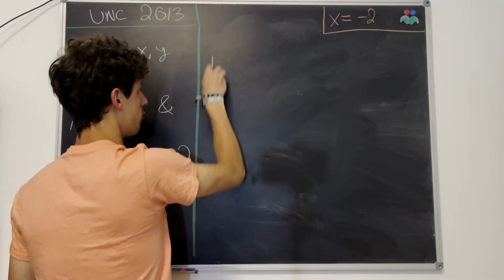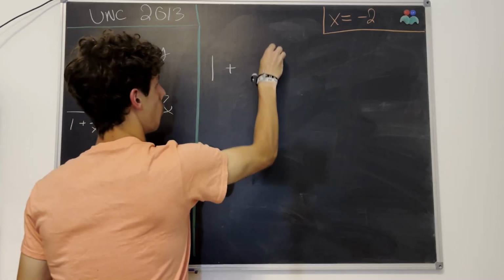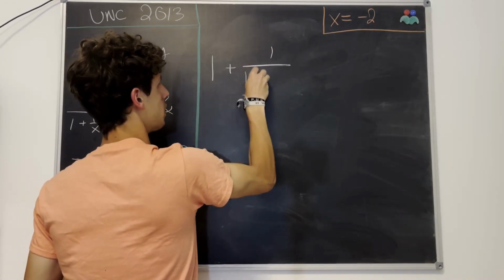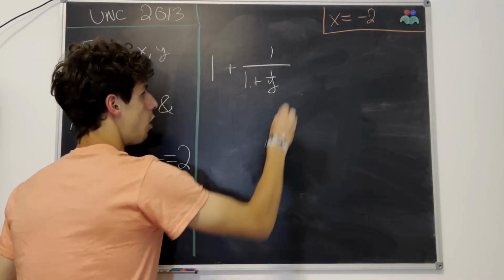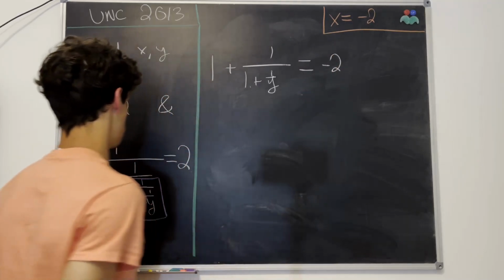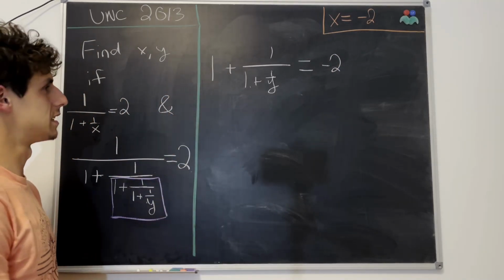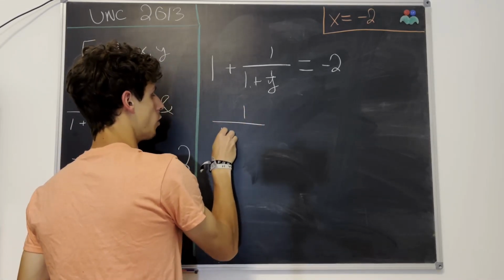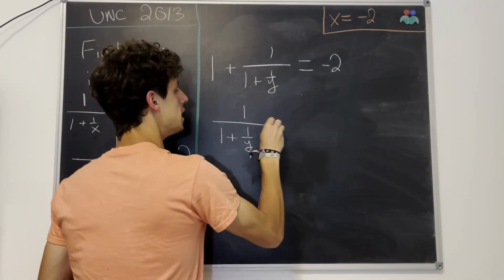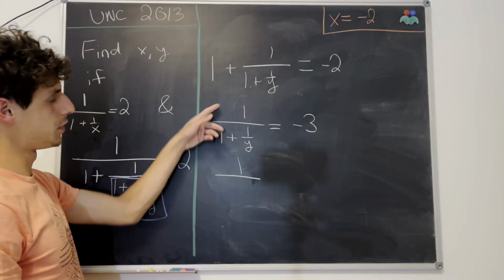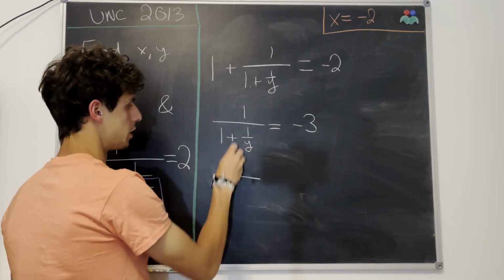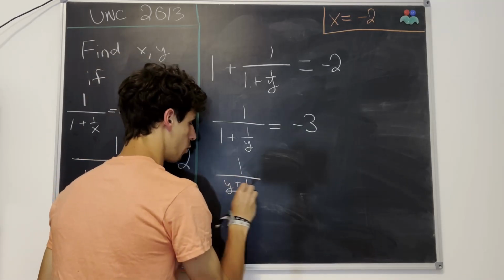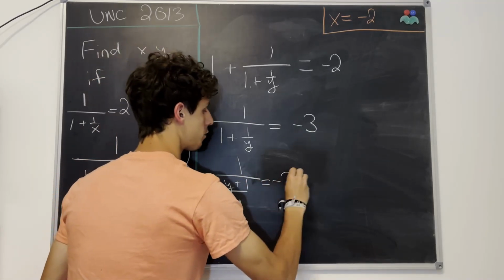So let's write that out. We have 1 plus 1 over 1 plus 1 over y, and that's all equal to negative 2. But now let's solve for y in a similar way. So first let's subtract 1 from both sides. That gives us 1 over 1 plus 1 over y equals negative 3. And now let's put this denominator under a common denominator. So we have 1 over y plus 1 over y equals negative 3.